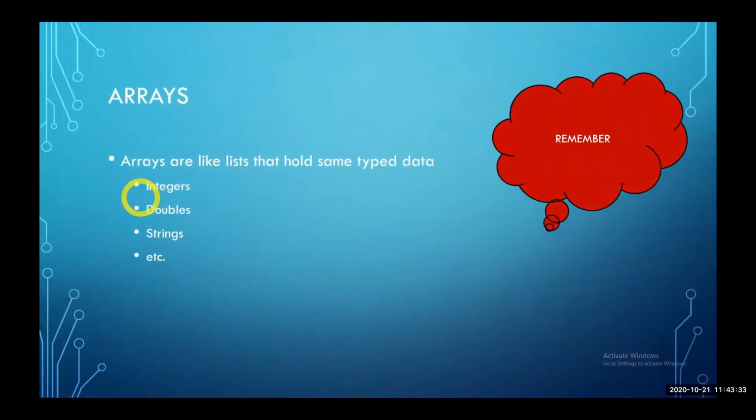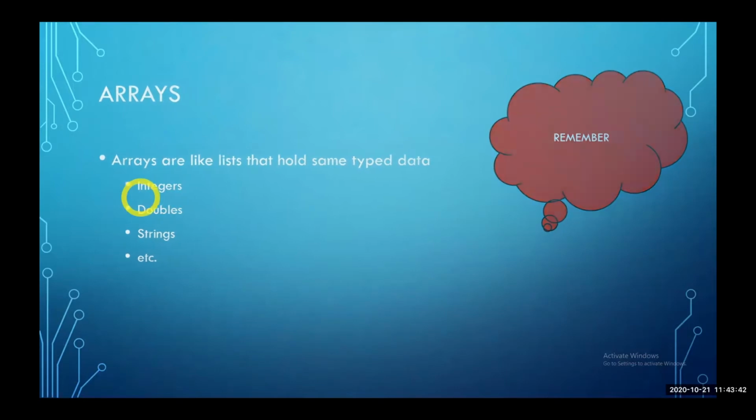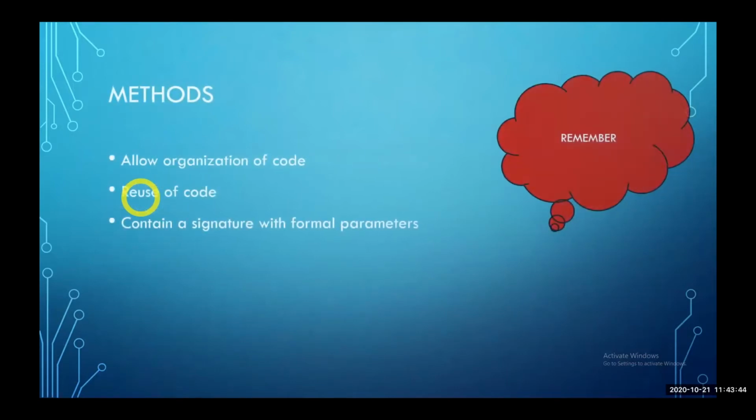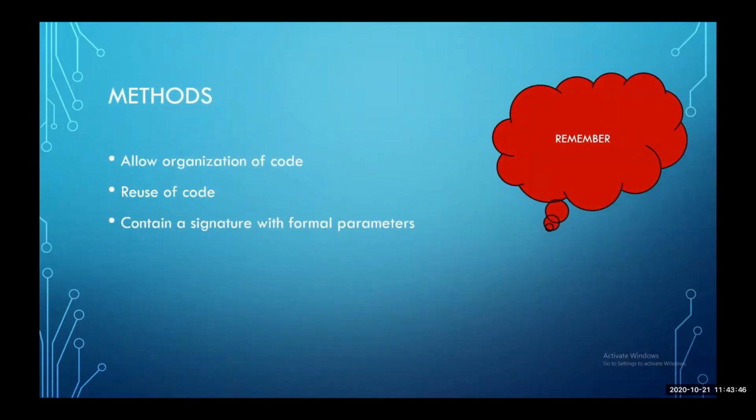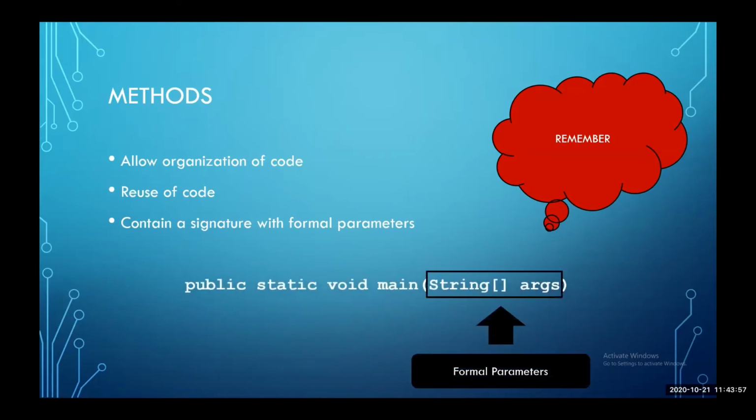So we just talked about arrays. They're a list of same type data. So a list of integers, list of doubles, list of strings, list of characters. Then we have methods, which allow organization of code, the reuse of code, and methods contain a signature with formal parameters. So here's our main method, and those are our formal parameters. Okay, that's our main method signature, and our formal parameters are the ones inside the parentheses.